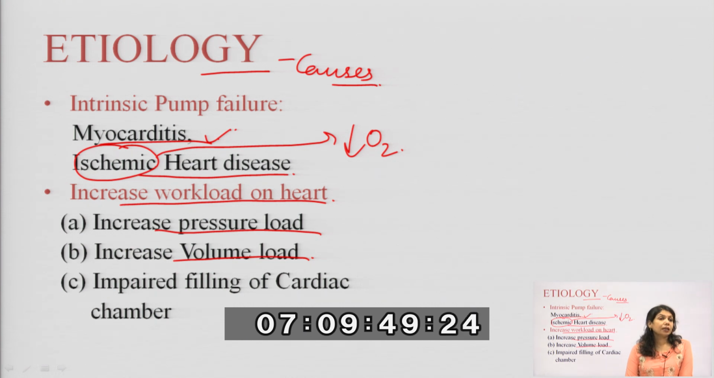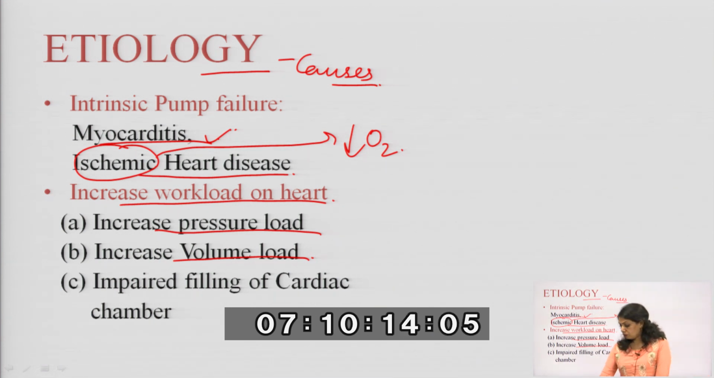Then the third is impaired filling of the cardiac chamber, that is, in the auricles and ventricles, the proper filling of the blood is not there. So, what will happen when the proper filling is not there? The blood will not pass into the aorta and will not be supplied to the body.